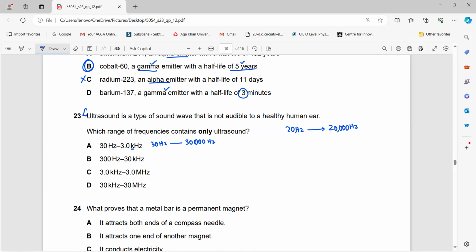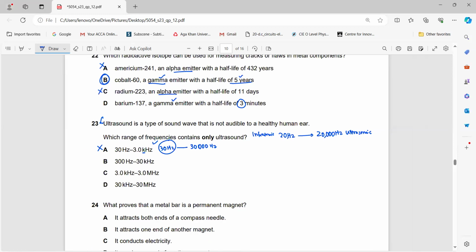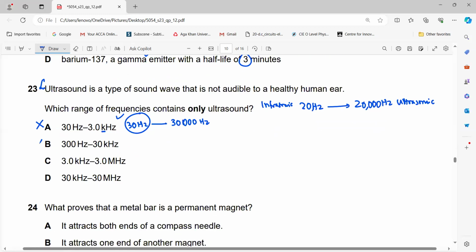Kilo is 1,000, right? But we need to understand that I can hear 30 hertz. This is not ultrasound. Ultra is after 20,000 hertz and infra is below. So here you have infrasonic waves and you have ultrasonic waves after the frequency crosses 20,000 hertz. So A could not be the answer. 300 hertz, I can hear 300 hertz as a normal human being. I can hear this, so this is also not the answer.